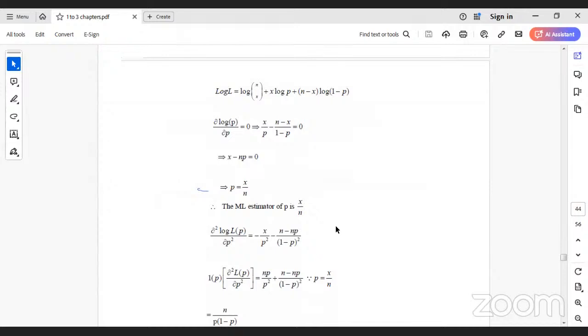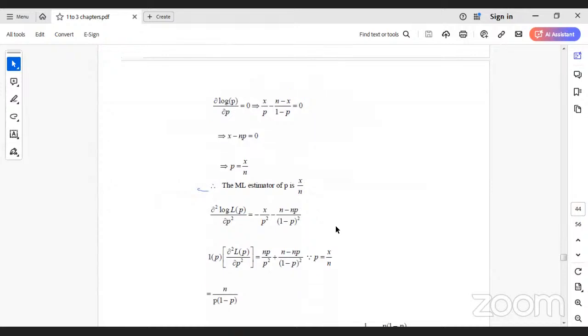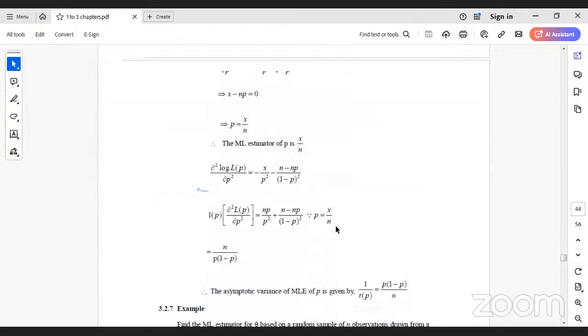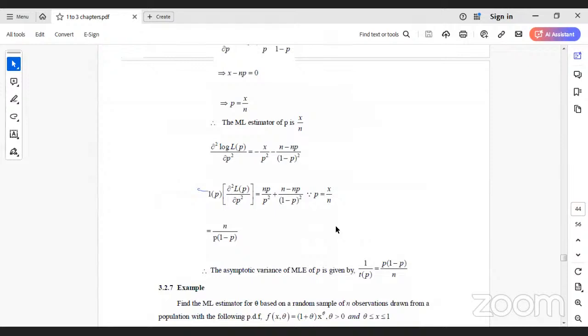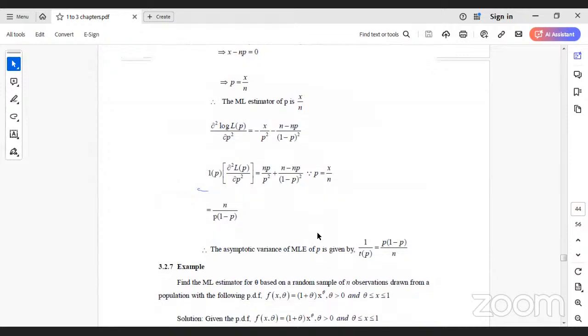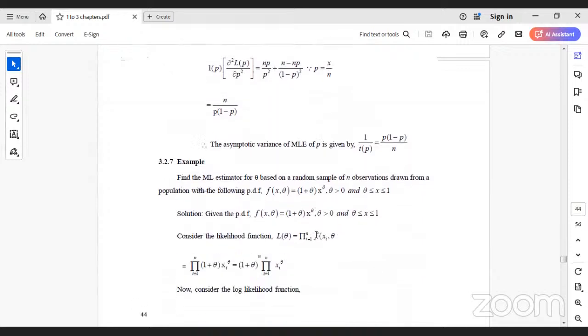∂² log L(p) by ∂p² is equal to minus x by p² minus (n minus x) by (1 minus p)². Taking the expectation, minus E of ∂² log L by ∂p² is equal to np by p² plus (n minus np) by (1 minus p)². Therefore, it is n by p plus n by (1 minus p), that is n by p(1 minus p). So the asymptotic variance of the MLE of p is given by p(1 minus p) by n.